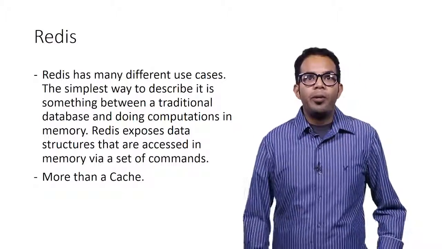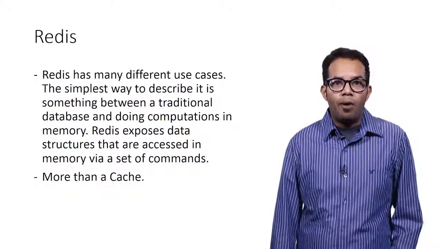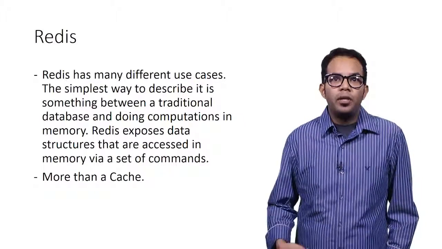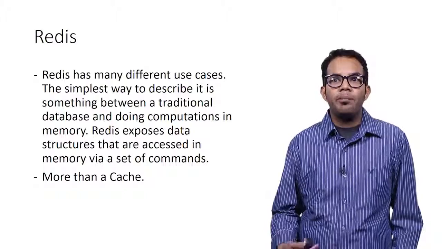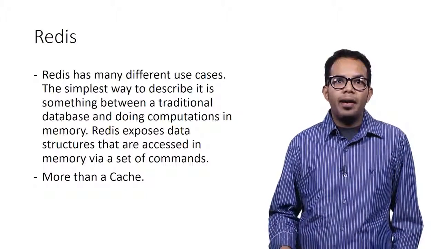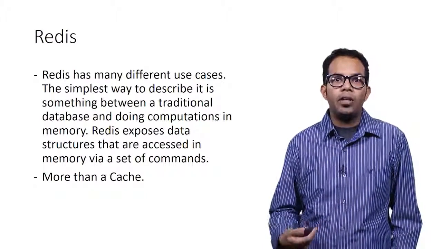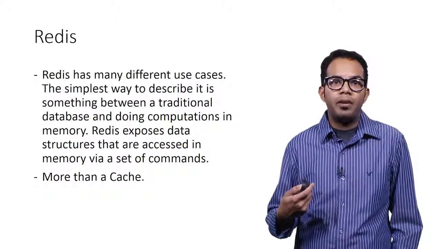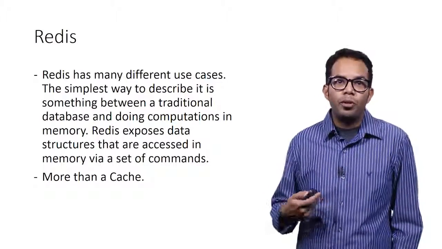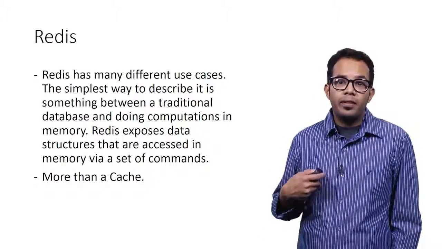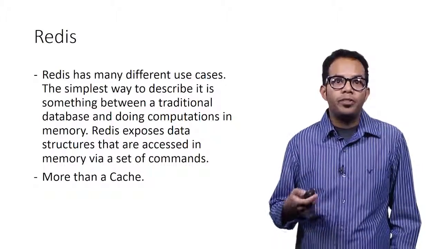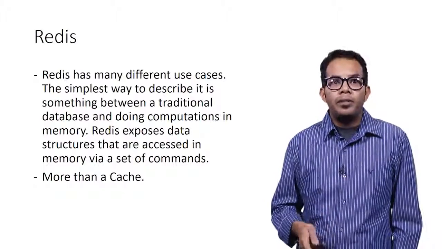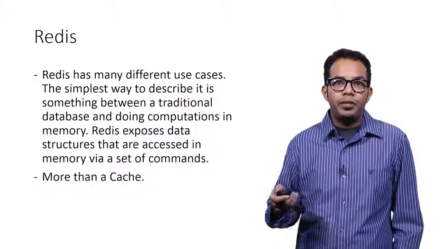So Redis, as you must be knowing, is an open source platform which has many use cases. The simplest way to think of it is a traditional database doing computations in memory. Redis is super fast. It also exposes data structures that are accessed in memory via a set of commands. So you can do scenarios around a leaderboard where you can show the top 5 gamers. Redis, therefore, is more than a cache where you can store in-memory data and also retrieve it in a fast manner. Redis is also used as a messaging system.